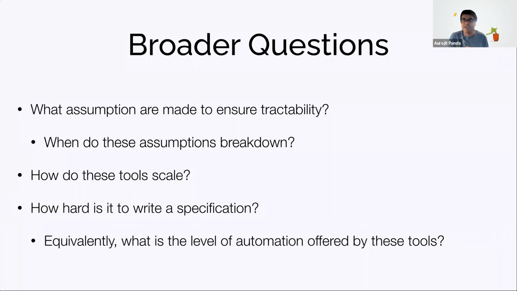And finally, if you want people to use these tools, you need to make it easier for users to write down specifications. Writing down good specifications is not simple in practice. So think about, how easy is it to write specifications? Is there anything that helps you write them better? And these are some questions that you might consider as you listen to these talks.